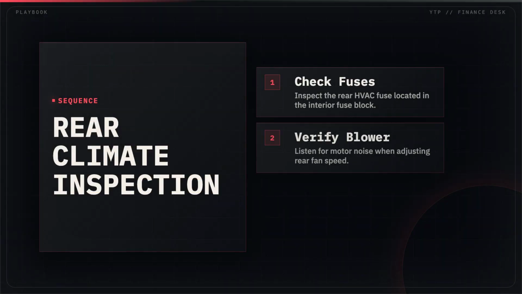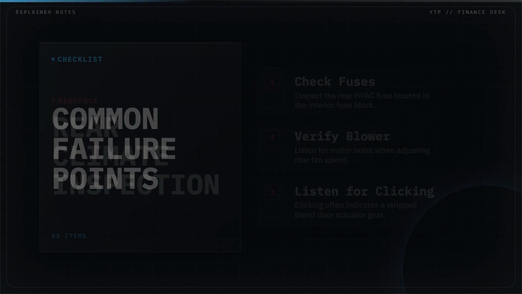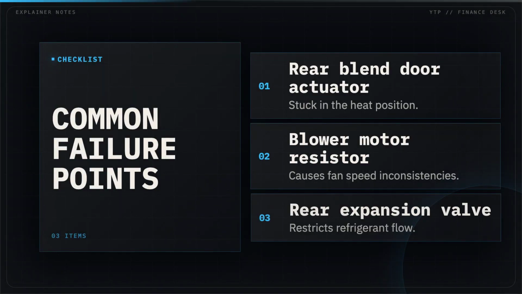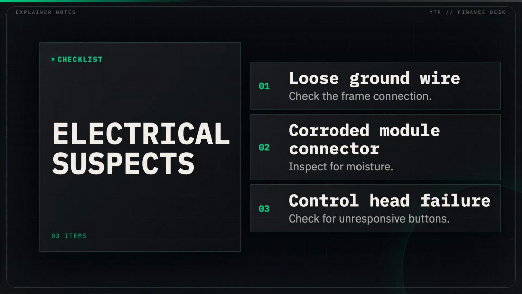Start by checking the rear HVAC fuse, then listen for the blower motor and any clicking sounds that suggest a failed blend door. The most frequent failures are the rear blend door actuator, a faulty blower motor resistor, or a clogged rear expansion valve. Don't overlook electrical issues like loose ground wires or corrosion at the rear control module connectors.